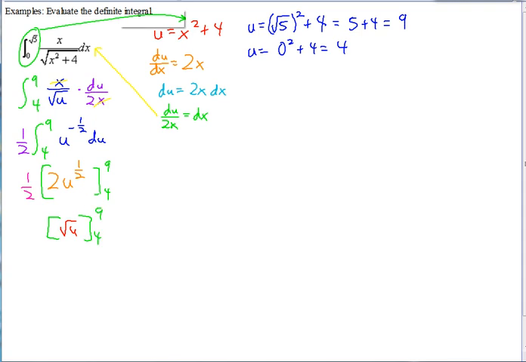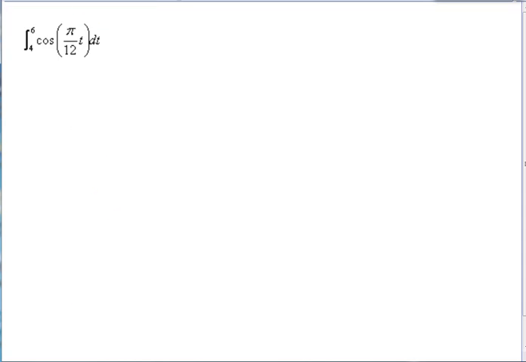So then you substitute in the upper limit first. So that's the square root of 9, minus, substitute in the lower limit, square root of 4. So you get 3 minus 2 gives you 1. All right, let's take a look at the next problem.